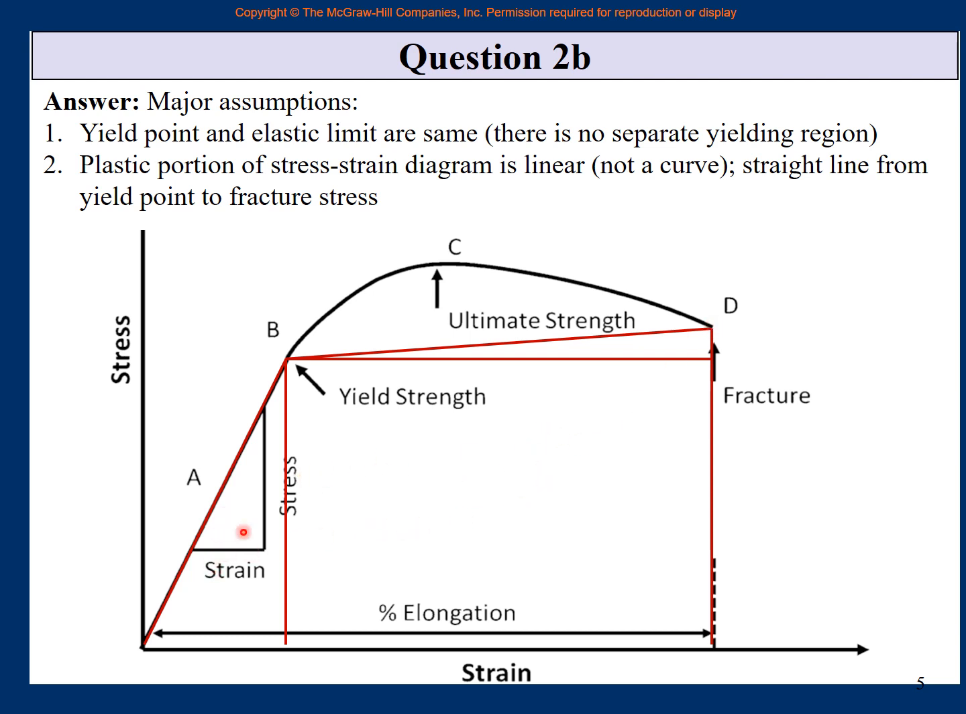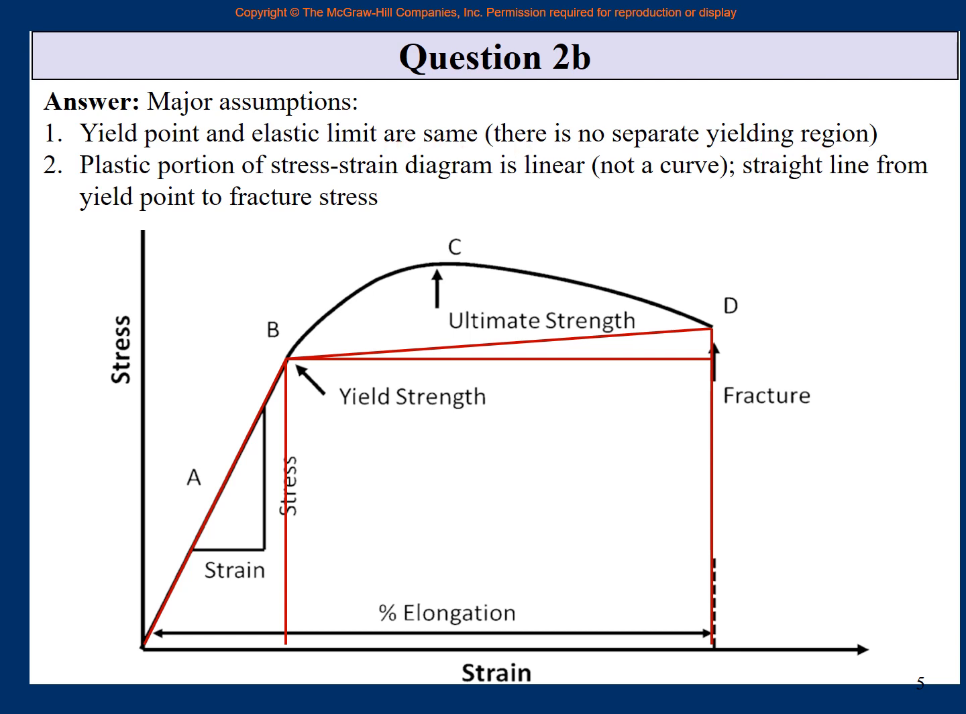You have already found the area under this curve, which is the modulus of resilience. Now you will find the area of the rectangle and the area of the triangle and add all of them, and they will become your modulus of toughness. So your assumption: yield point and elastic limit are the same. There is no separate yielding region.